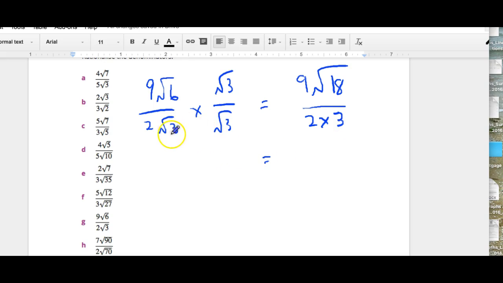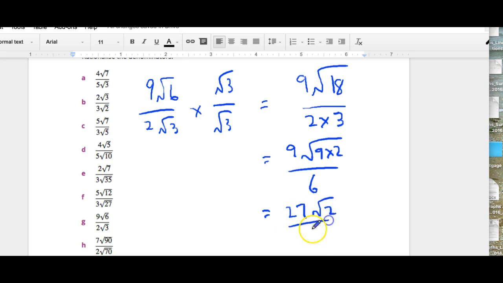Don't accidentally square these. Don't go 3 times 3 is 9. The square root basically just leaves it as a 3, not as a 9, because it's the square root of 9, which is 3. I hope you got that. Okay, so 18 is 9 times 2. And then on the bottom we have 6. And then we get that 9, which is 3. So 3 times 9 is 27. And 6.